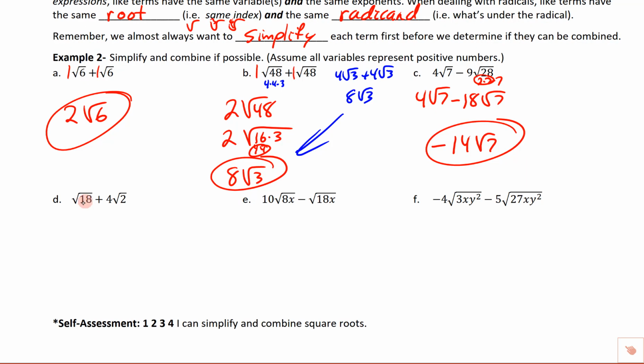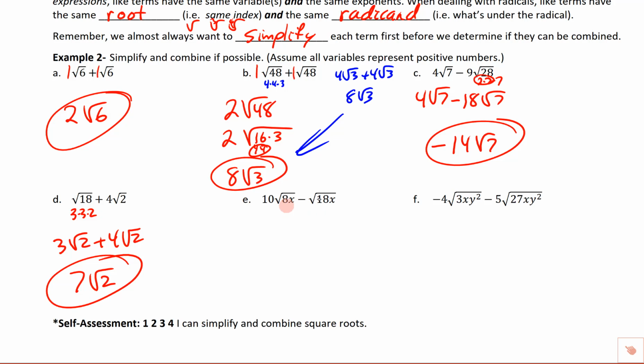So let's take a look at this. Again, it doesn't look like they can be combined, but let's check. Let's simplify this. Again, this was 3 times 3 times 2, so we've got 3 radical 2 plus 4 radical 2, and lo and behold, they are like terms. Same root and same radicand, so this is going to be 7 radical 2. We'll circle that. And then this one right here, this looks kind of messy.